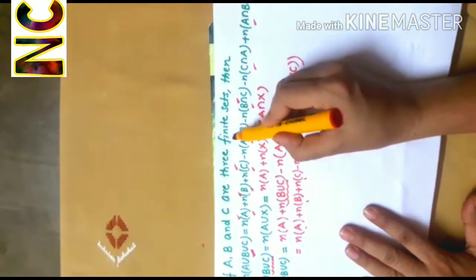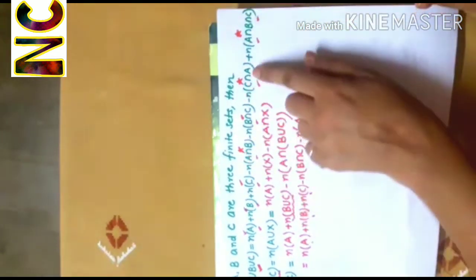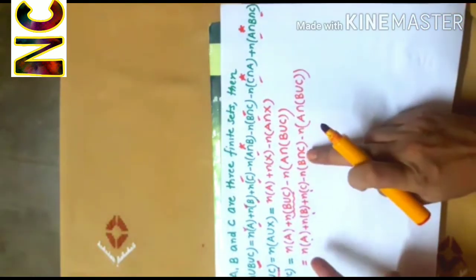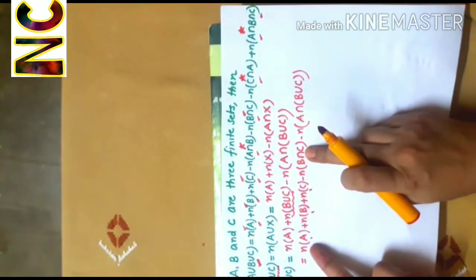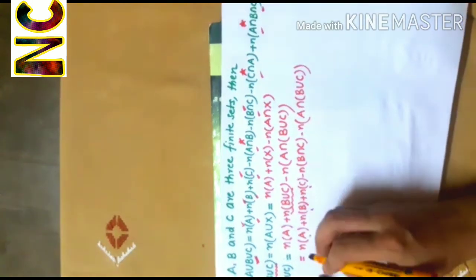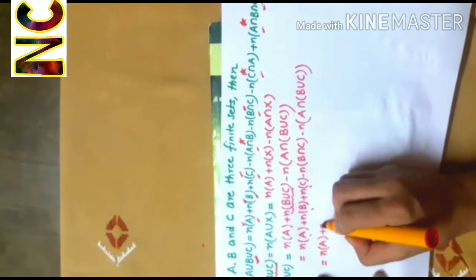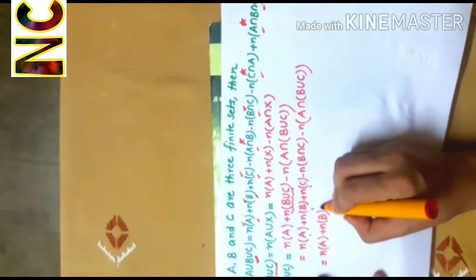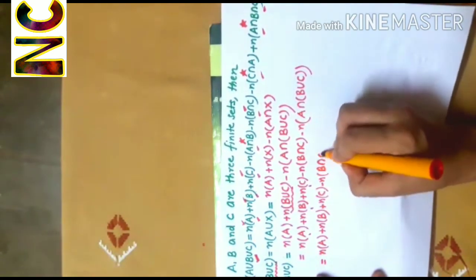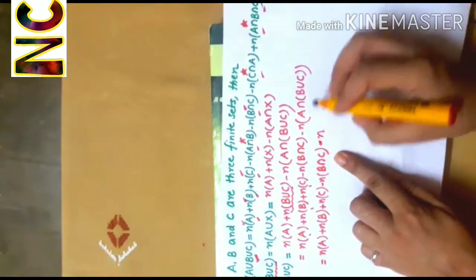Now I need to find out this. I need these 3 things in this expression. So these things I need, so I will not change them. I'll work on this. So I'll write this as number of elements in A plus number of elements in B, number of elements in C as it is, minus number of elements in.